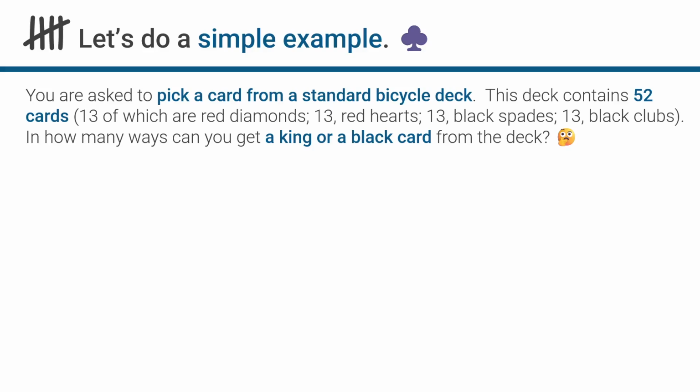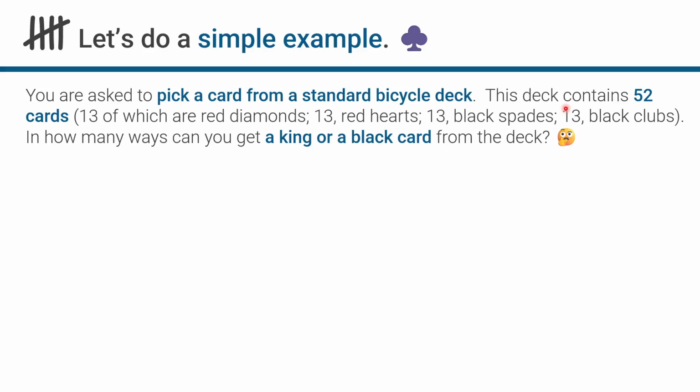To get a king, you need 4 of those, out of the 52 cards that you have, 4 kings, one for each suit, correct? Now, how many black cards are there? You have 13 and then 13, so you have 26 black cards.